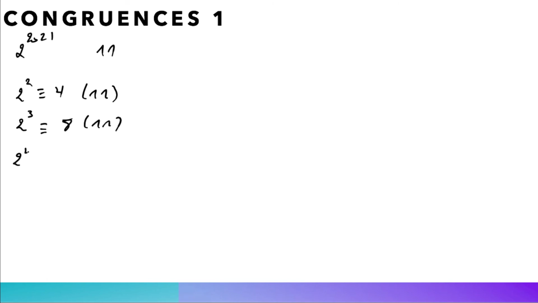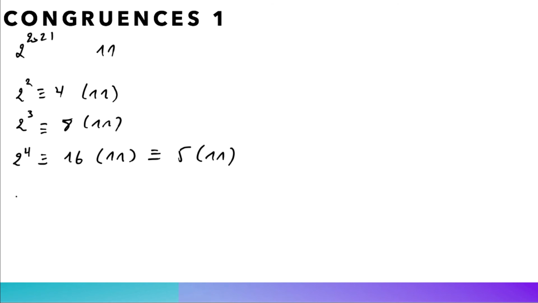In this example, we would like to compute the remainder of the division of 2 to the power 2021 by 11, and to do so, let us compute small powers of 2 modulo 11. First, we know that 2 squared is congruent to 4 modulo 11, 2 cubed is congruent to 8 modulo 11, 2 to the 4th is congruent to 16 modulo 11, but 16 modulo 11 is the same thing as 5 modulo 11, so this is not very helpful for our computations.